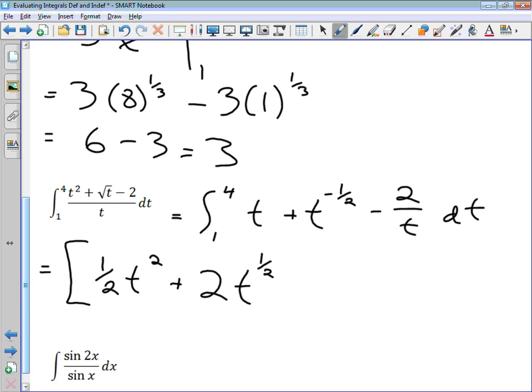What about this third term here? Negative 2 over t. Think about it as negative 2 times 1 over t. What function, when you take the derivative, gives us 1 over something? That is our ln function. So we need negative 2 ln t.